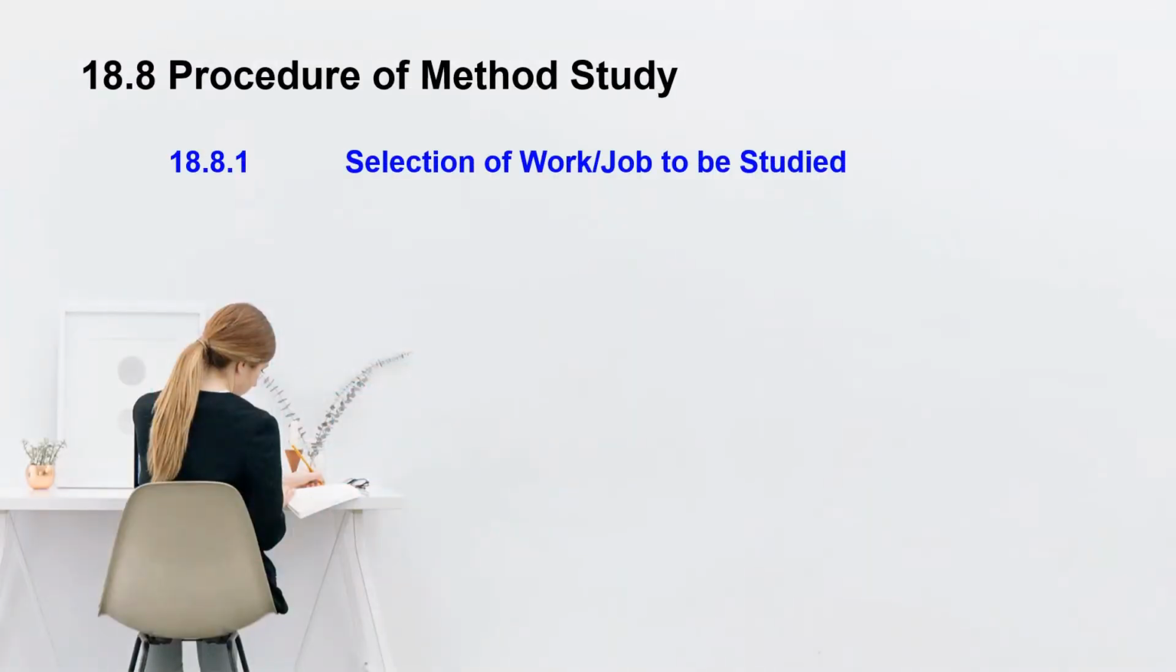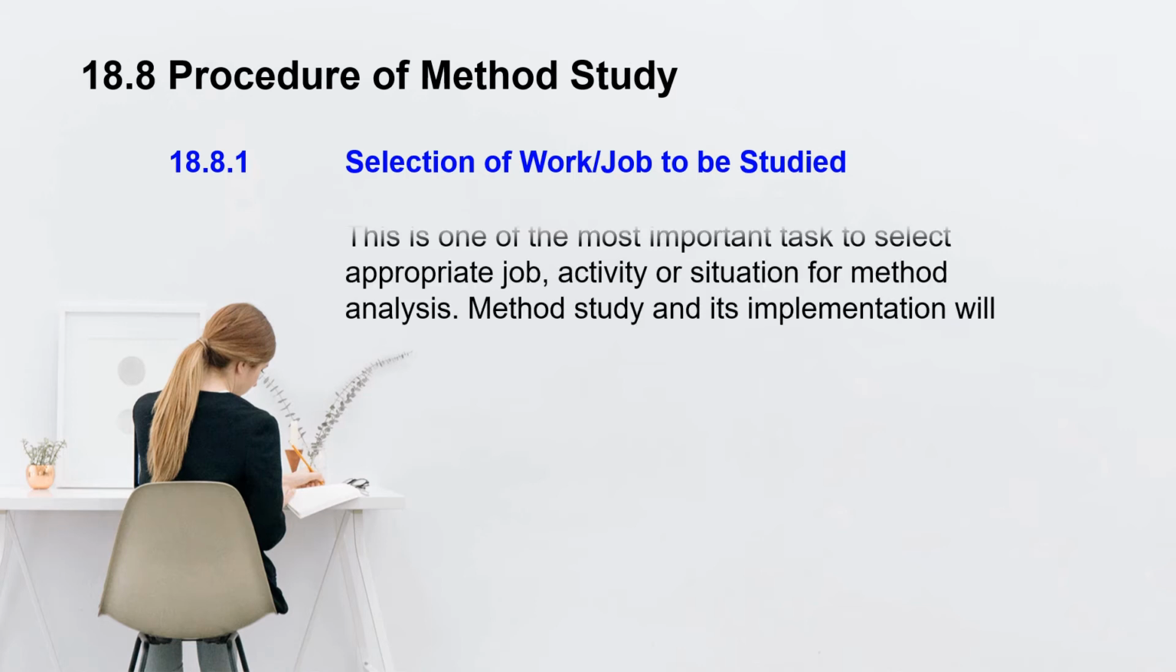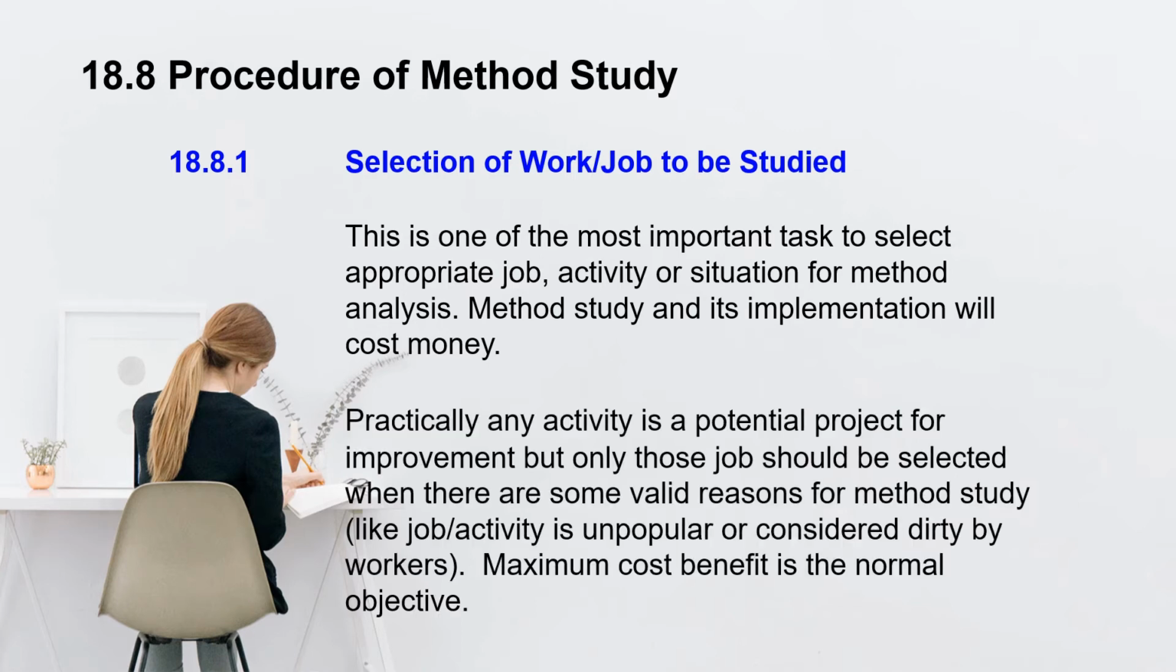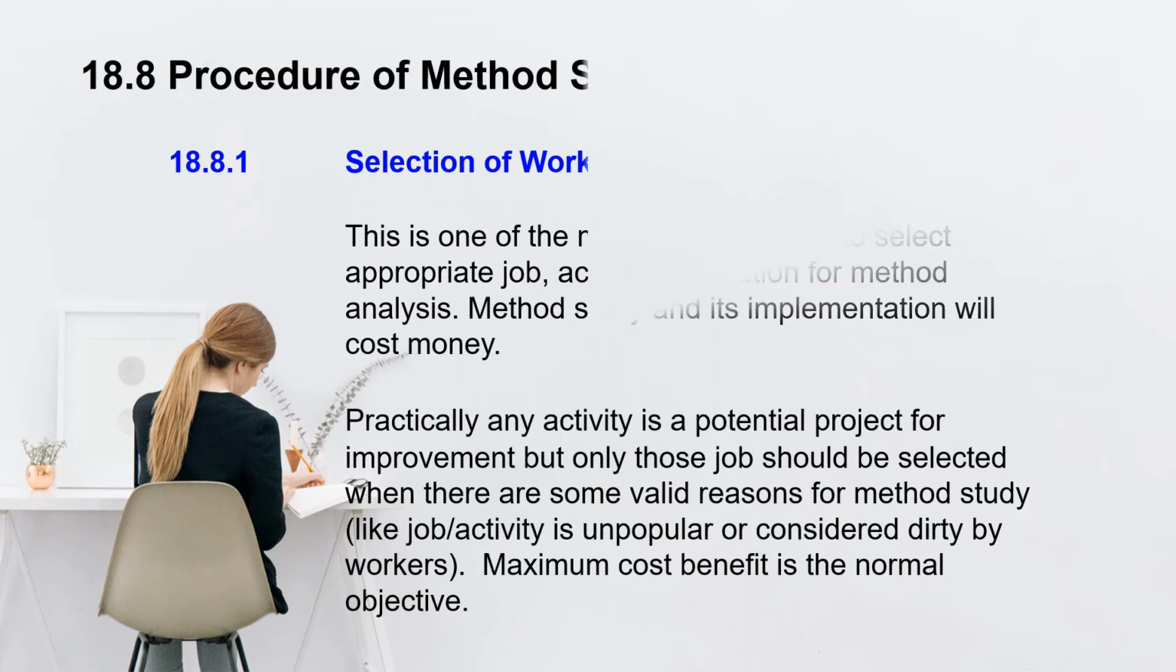Procedure of method study. Selection of work job to be studied. This is one of the most important tasks: to select the appropriate job, activity, or situation for method analysis. Method study and its implementation will cost money. Practically, any activity is a potential project for improvement, but only those jobs should be selected when there are some valid reasons for method study, like the job or activity is unpopular or considered dirty by workers. Maximum cost benefit is the norm.